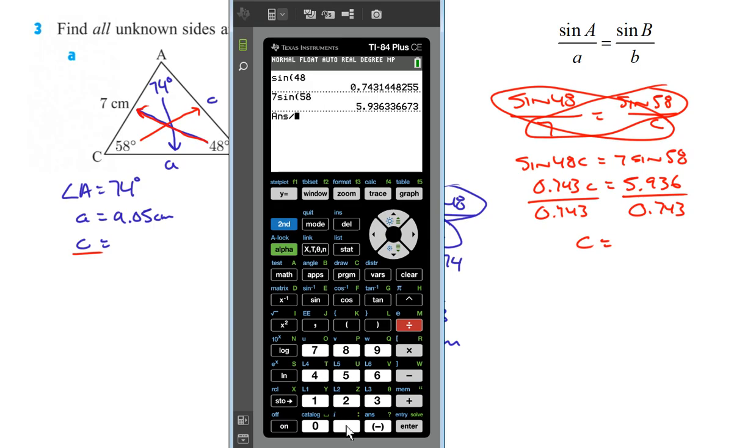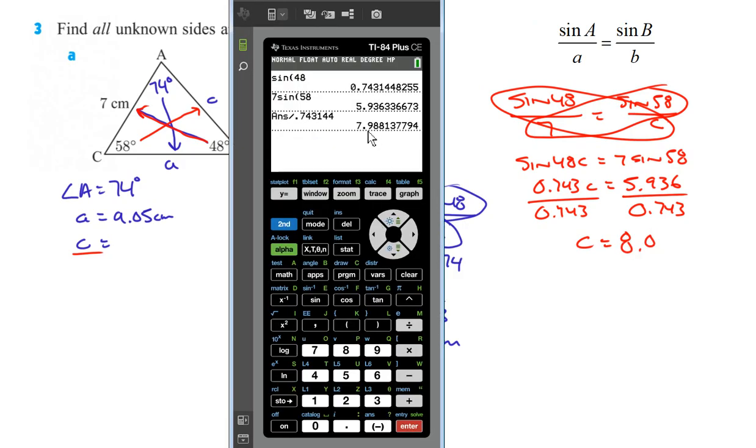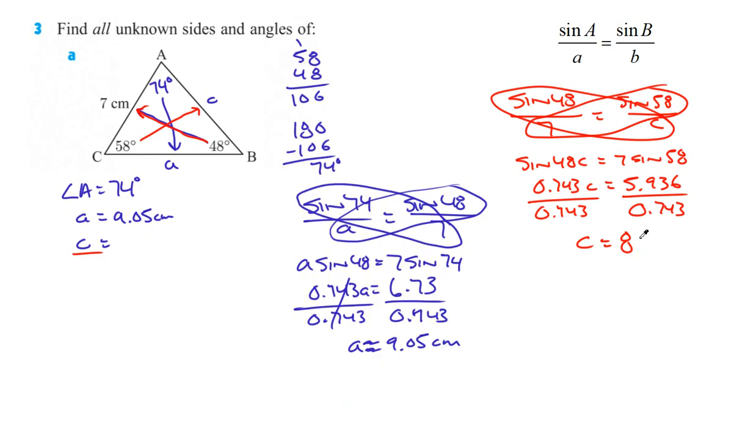Divide by 0.743144. Plenty of decimals, so 7.988. So we're going to call this 8.0. Well, let's see. If we were to go to 3 decimal places, that would be 7.99, wouldn't it? Sorry, 2 decimal places, just like we did the other one. 7.99. So C is 7.99 centimeters, and all of these are approximations. Right? Okay. All right, that's what we got for 3.